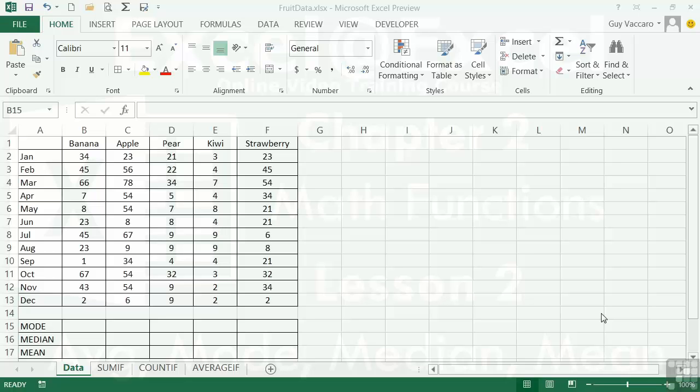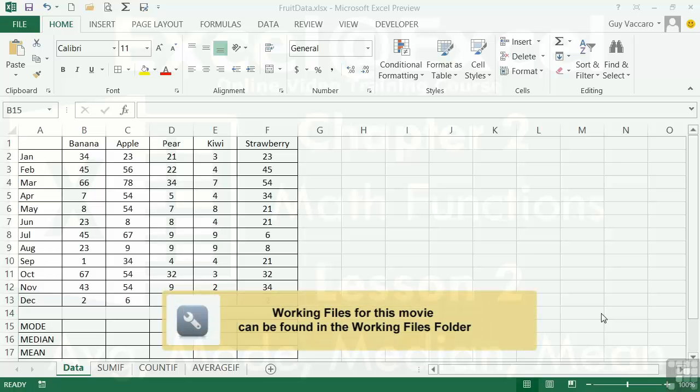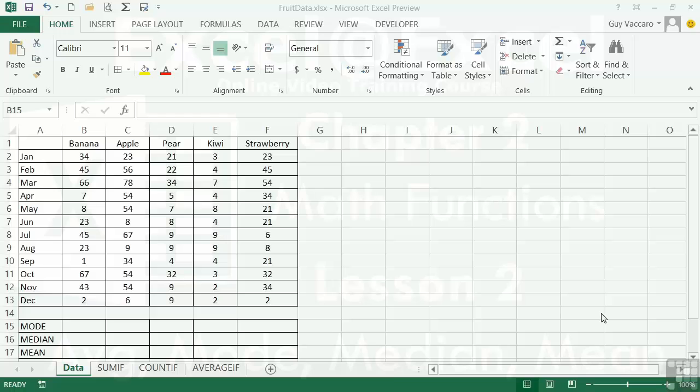Anybody remembering their school days will remember that for average, there are actually three different commands. Those three commands can all be achieved in Excel by use of three different functions, obviously. The three commands, as we know them in mathematical terms, are mode, median, and mean.